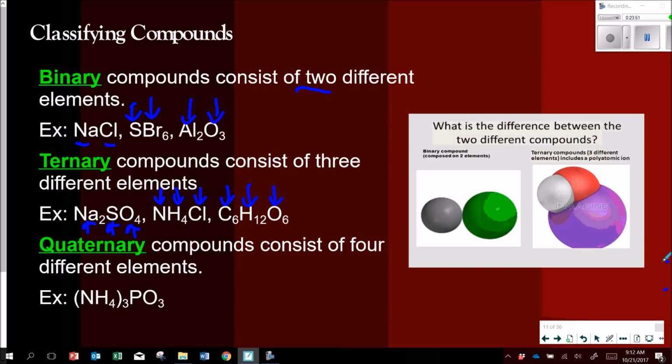Quaternary compounds consist of 4 different elements. So here we have nitrogen, hydrogen, phosphorus, and oxygen. Both ternary and quaternary compounds will usually contain a polyatomic ion.